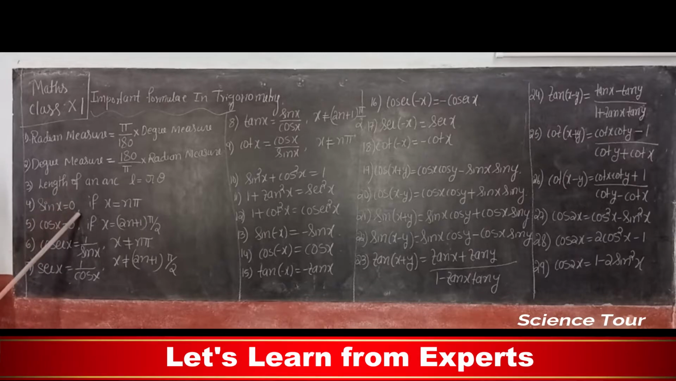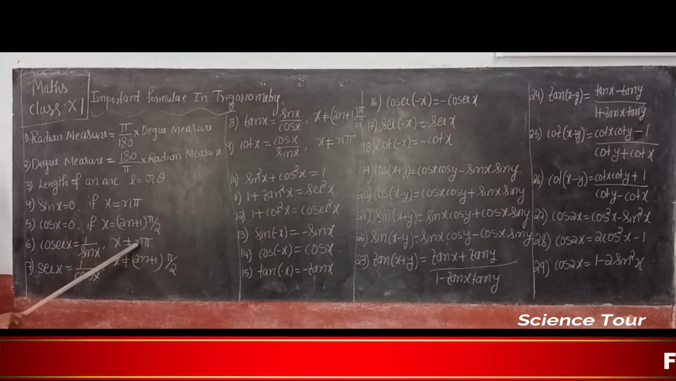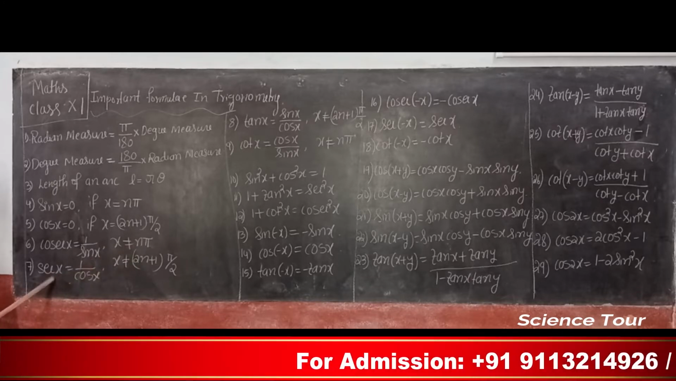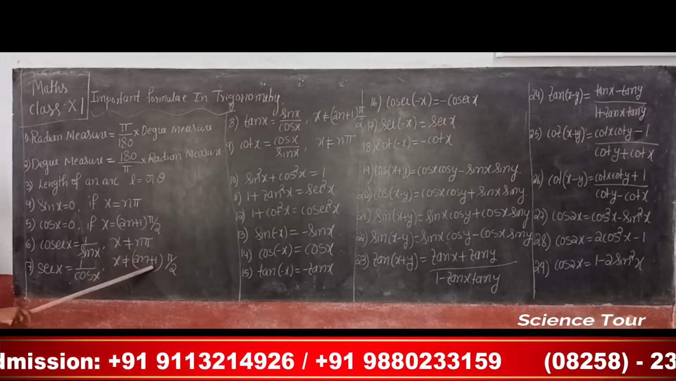Sin x is equal to 0 if x is equal to n pi, where n is any integer. And cos x is equal to 0 if x is equal to (2n plus 1) pi by 2. Cosecant x is 1 by sin x, and x should not be equal to n pi. All these conditions you know. Secant x is equal to 1 by cos x, x should not be equal to (2n plus 1) pi by 2.